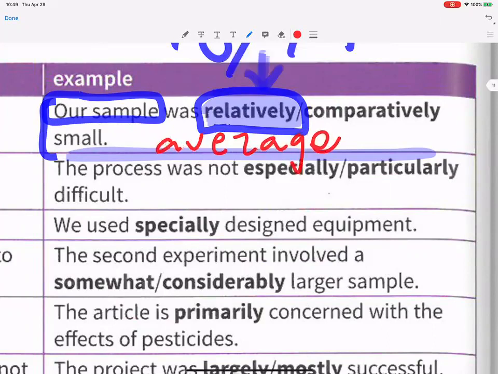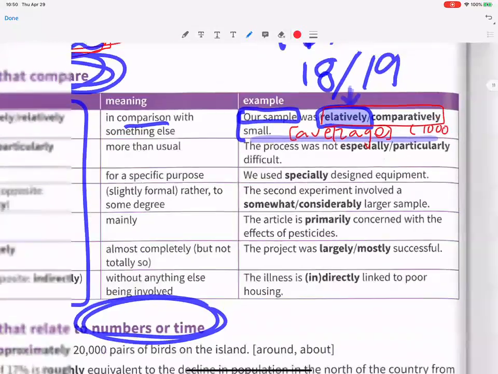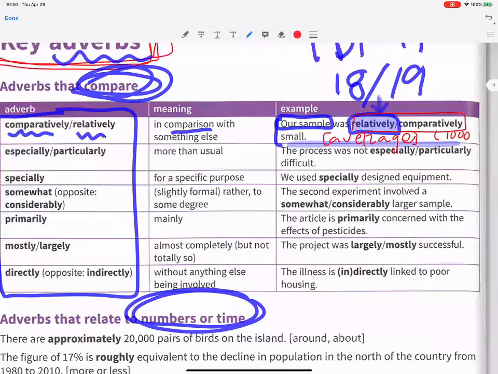Yes. In comparison to other samples that exist, the average size is maybe 100 or even 1,000, and I only asked 10. Even though there's no explicit comparison, this is still used to talk about other things in general. Our sample was relatively small compared to the average. That's how it's commonly used. Always keep in mind, those comparisons are not stated, but they are hidden in the meaning.